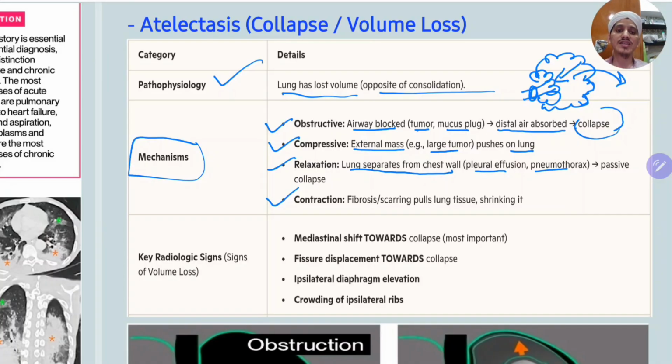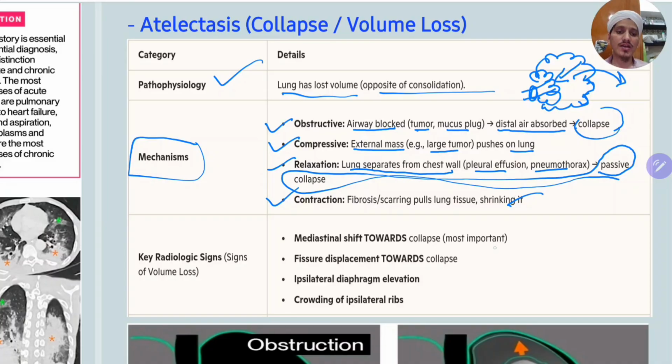So when the pleural cavity is filled with a large amount of pleural fluid, or when it is filled with air, what will happen? That air or that fluid will cause passive collapse. How? It will not allow the lung to relax fully. So that will cause passive collapse of the lung.